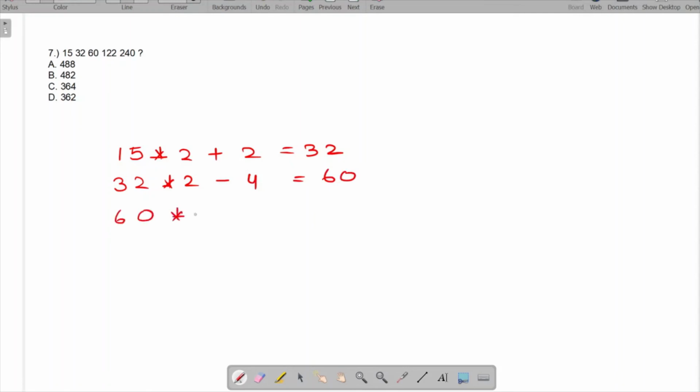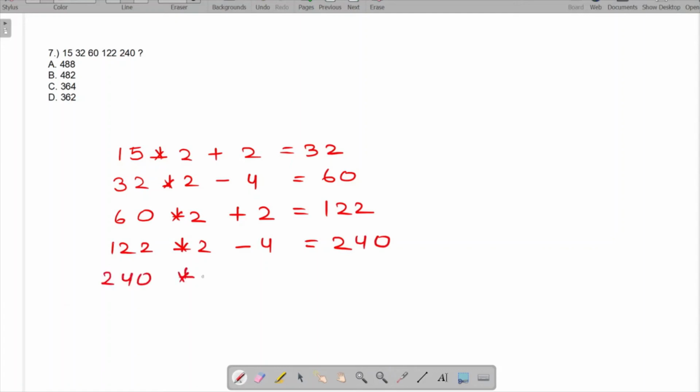And the next value, that is 122, how can we get that? 60 into 2 plus 2 will be 122. And similarly the same pattern we have to follow. So that is 122 into 2 minus 4 will give us 240. So the next term similarly we can find out as 240 into 2 plus 2, which will be 482. So out of the given options we have answer B as 482. So answer for this will be option B.